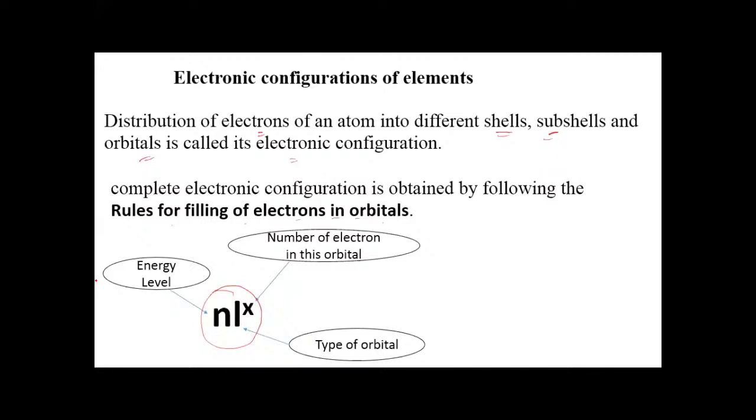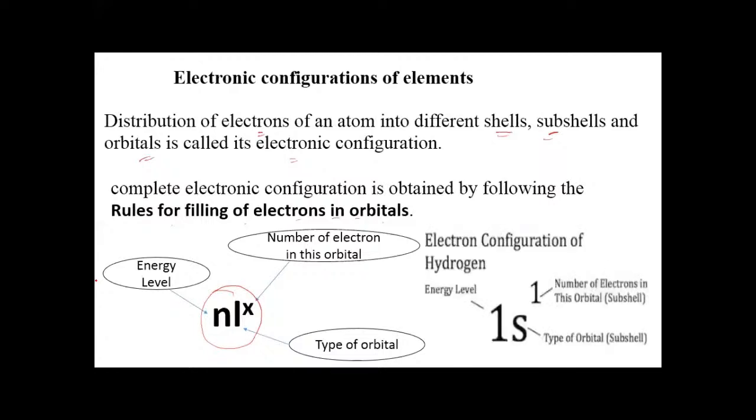Here we take an example of hydrogen. So this is the electronic configuration of hydrogen. The first atomic orbital is 1s. The atomic number of hydrogen is 1, that is why it occupies only one electron. Here 1 tells us the energy level, that is its principal quantum number. Here s tells us the type of orbital or subshell, and the superscript 1 indicates the number of electrons in this orbital or subshell.